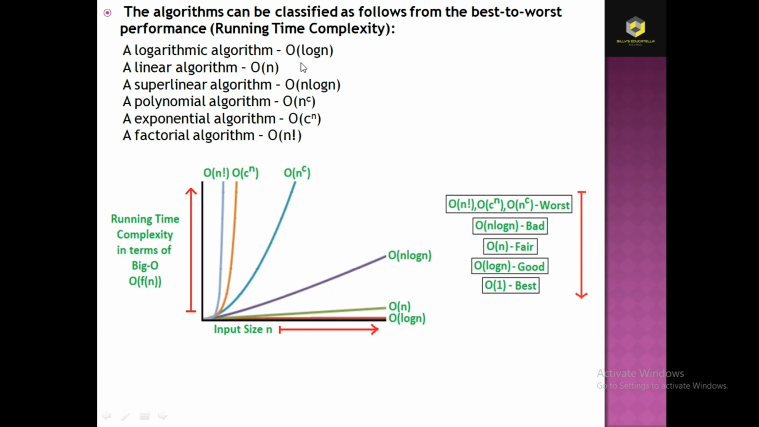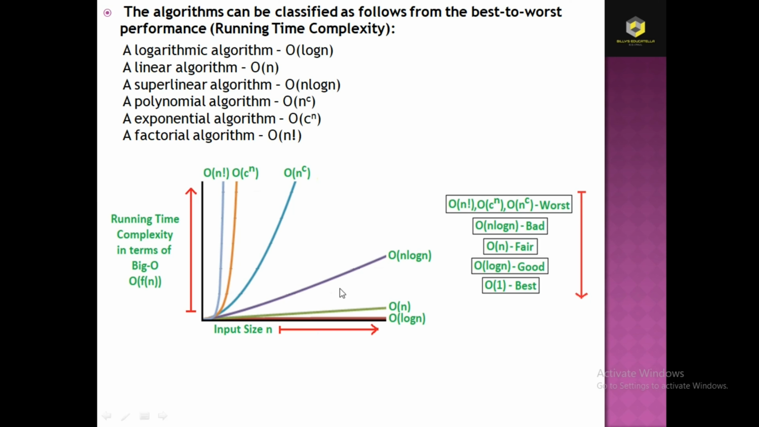The algorithms whose time complexity is log n are considered logarithmic algorithms. The linear algorithms have time complexity order of n, and the algorithms whose time complexity is n log n are superlinear algorithms. The algorithms whose order is n to the power of c are polynomial algorithms. The algorithms whose time complexity is order of c to the power of n are considered exponential algorithms. And the algorithms whose time complexity is order of n factorial are considered factorial algorithms.